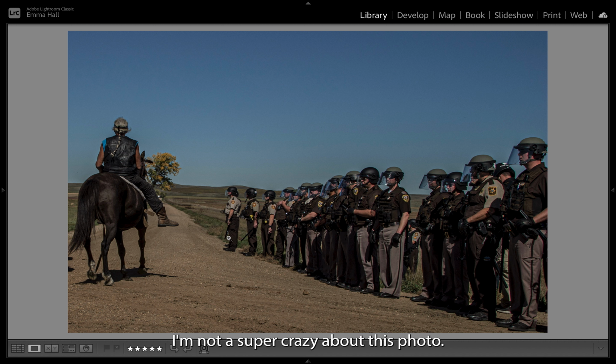So I'm not super crazy about this photo. You do get some of the riot bats here, but again, it's not one of the stronger photos, but it does depict, here on the left, a Native American man against the police officers, and that is exactly what the Standing Rock protest was about: Native Americans against the government and clashing with the police officers. So it's a straightforward photo.